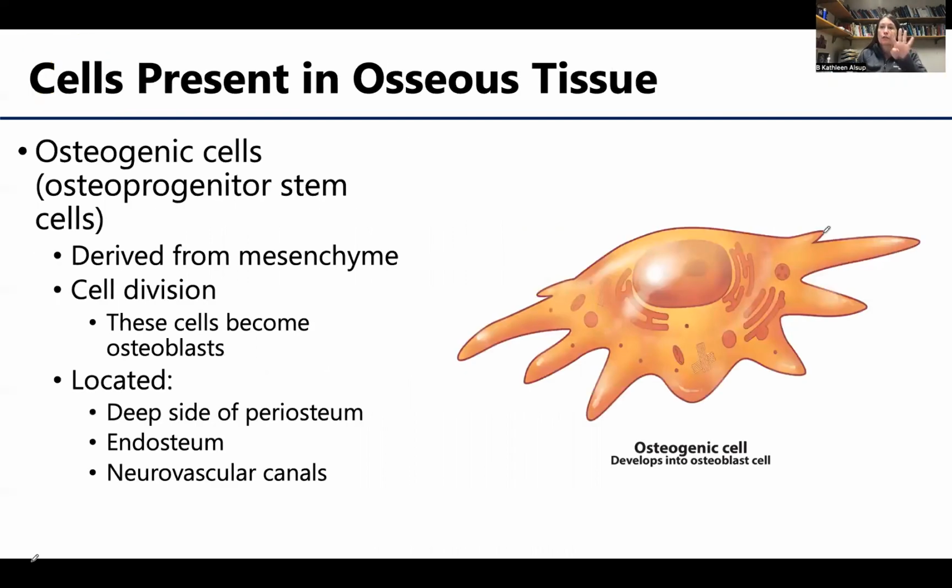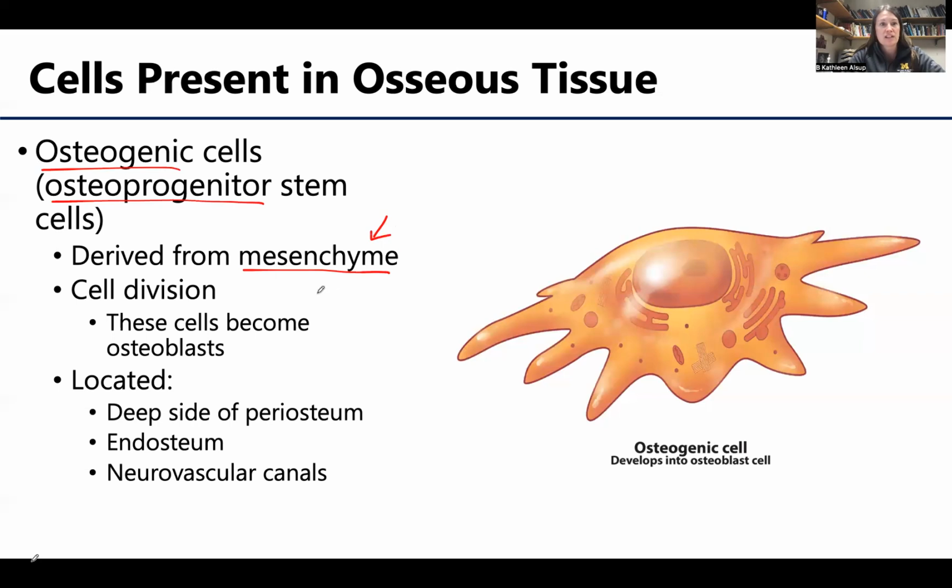All right, so there are four major bony cells. We're going to start with the stem cell, the osteogenic cells, sometimes referred to as osteoprogenitor stem cells. These are the bone's stem cells, and they are derived from mesenchyme. Mesenchyme is the embryonic tissue by which all or almost all connective tissues form. And bone is a type of connective tissue, so it makes sense that it forms through mesenchyme.